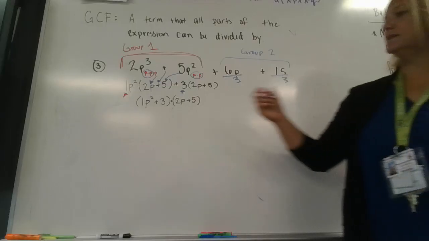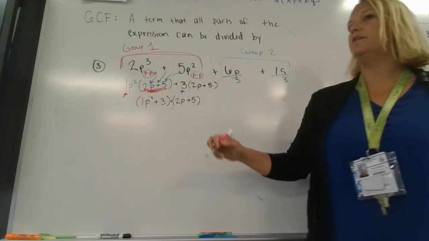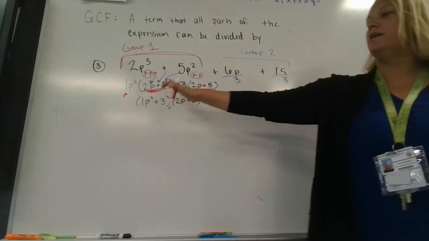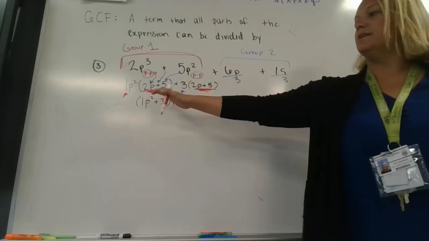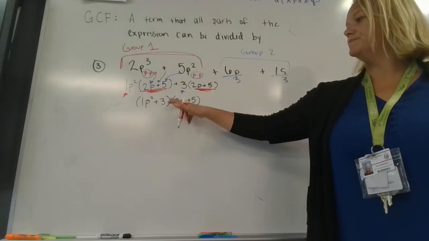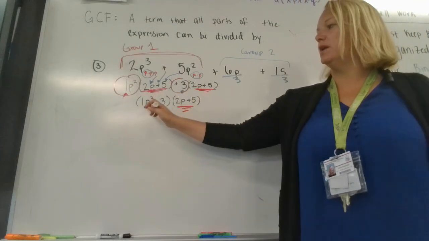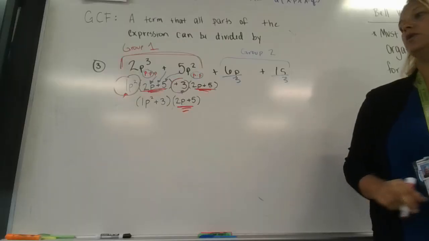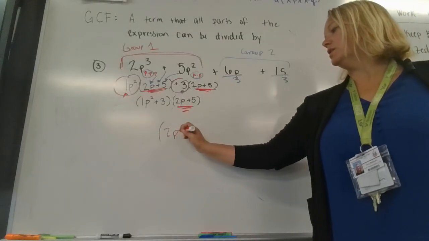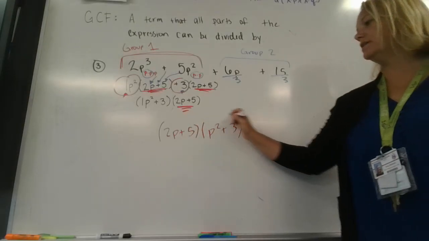What we notice is that now group 1 has this expression in it, 2p plus 5, and group 2 has this expression in it, 2p plus 5. So they have a common expression. Technically, that's a GCF. So we have 2p plus 5, and then the numbers in front, p squared plus 3, will go together and make a group. There is no plus sign in between these parentheses. You can also write 2p plus 5 first and p squared plus 3 second.